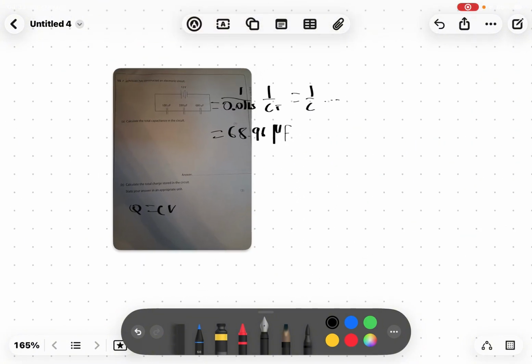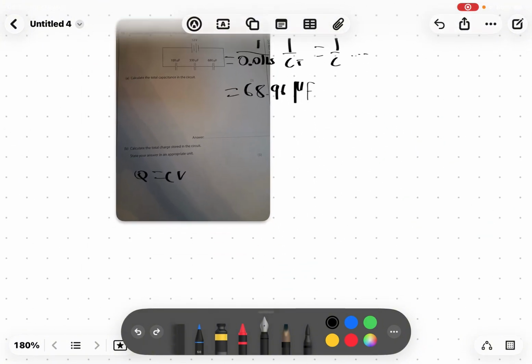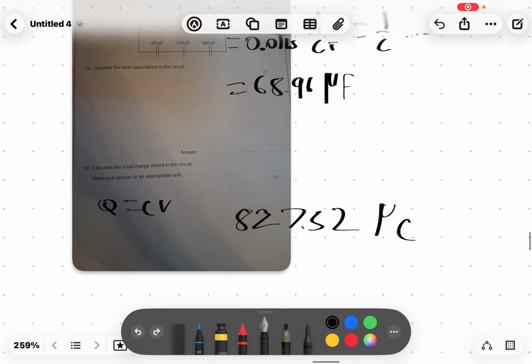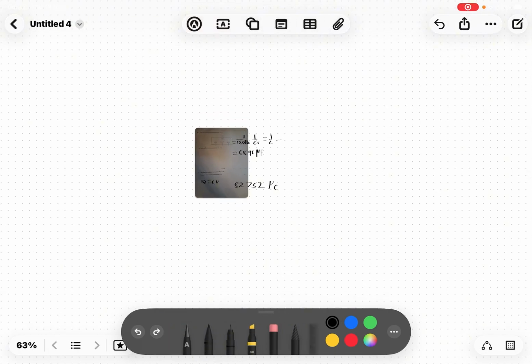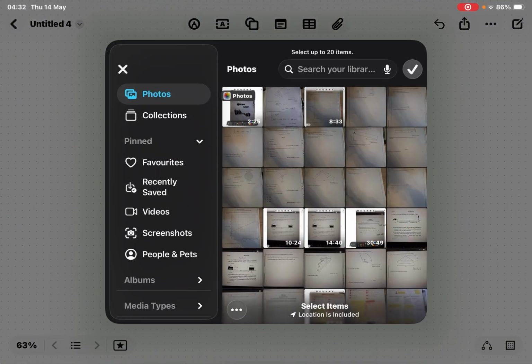Then it talks about the charge equals CV. We have the voltage, we have the C, the total. So we multiply them together, which gives us this, and it's going to be in microcoulombs because it's still micro. So yep. After that we have this.